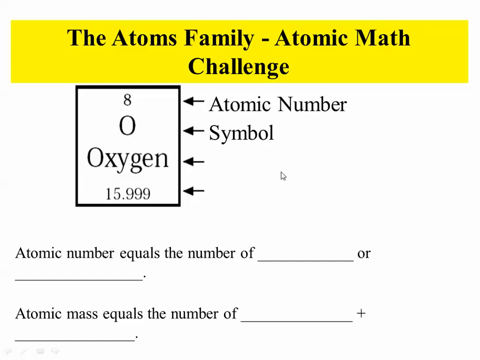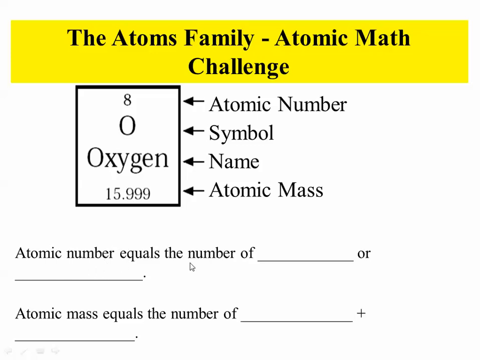Right below that is the name of our element, oxygen. And below this is the atomic mass. Now, it's in a decimal, and we'll talk about why it's in a decimal later. But to get our mass number, we're going to round this decimal to the nearest whole number, which would be 16.